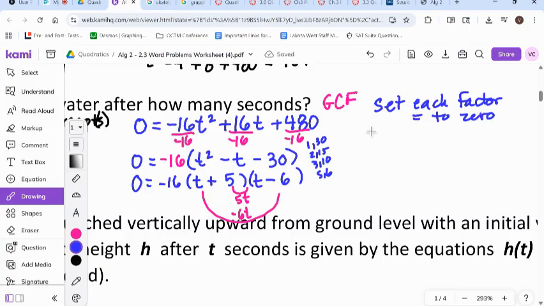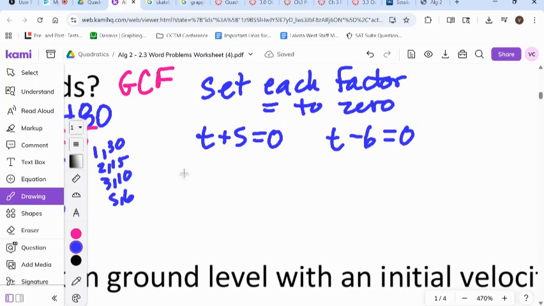I don't set negative 16 equal to 0 because there's no variable in that. If I do set it equal to 0, that doesn't even make sense. So I'm just going to start with t plus 5 equals 0 and t minus 6 equals 0. I'm going to subtract 5 from both sides, or I will add 6 to both sides. We'll get t equals negative 5 and t equals 6.